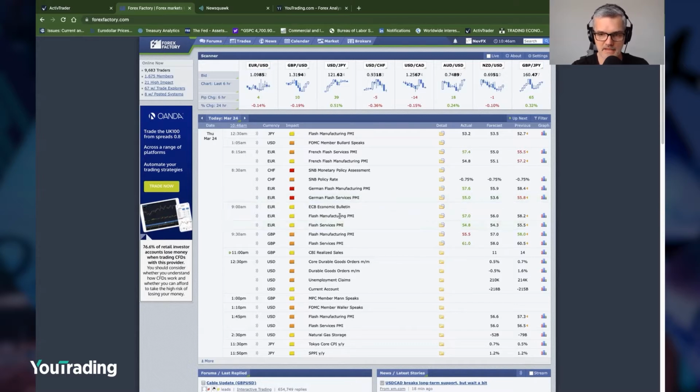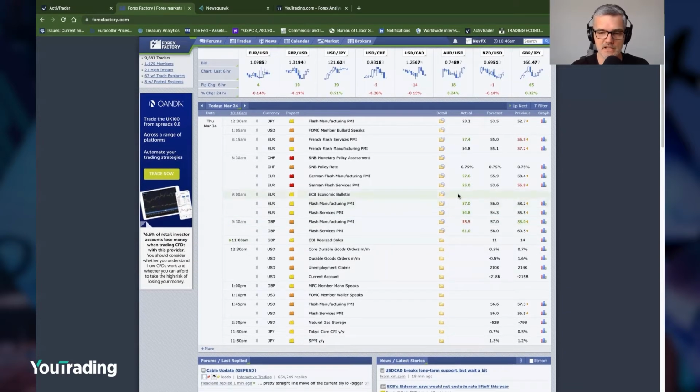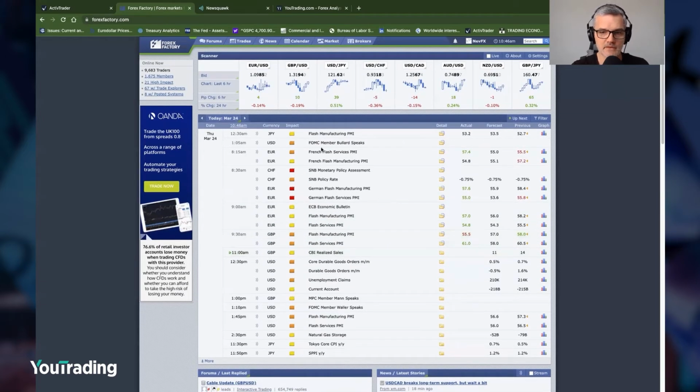Europe-wide beat expectations. UK manufacturing actually came in worse than expected, but we did have a revision higher than the previous reading. And then the flash services PMI absolutely smashed it, 61. So anything above 50 is expansionary. Obviously, 61 is really good. So currently PMIs are both doing well in euro versus the pound.